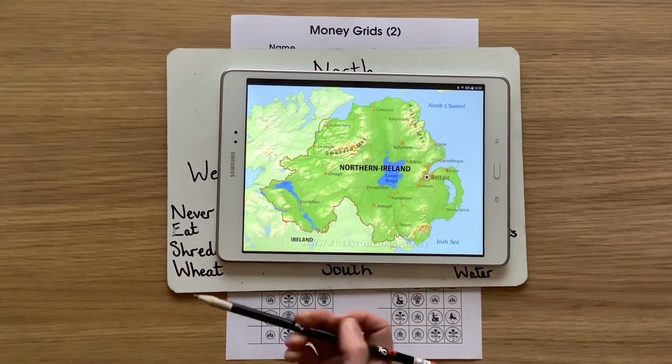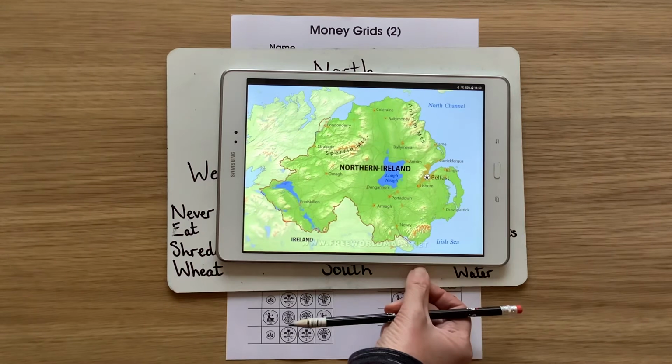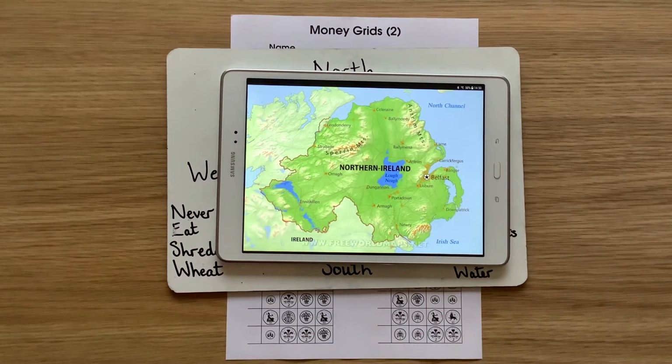Maps are useful to help us find our way around, but we need to know our points of the compass so that we can use those words to help describe what it is that we are doing.